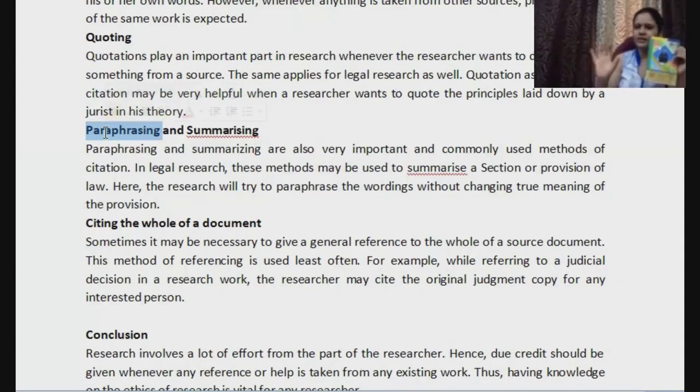Information is exactly the same. You are just paraphrasing it. You are rephrasing it to a simpler version. Right? Understood, ma'am. Yeah. So these are the 2 different ways.